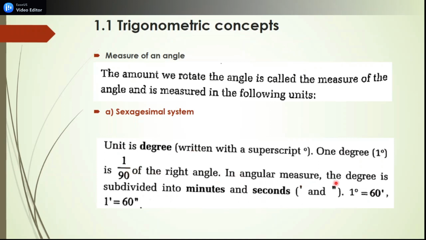In angular measure, the degree is subdivided into minutes. 1 degree corresponds to 60 minutes. 1 minute corresponds to 60 seconds.